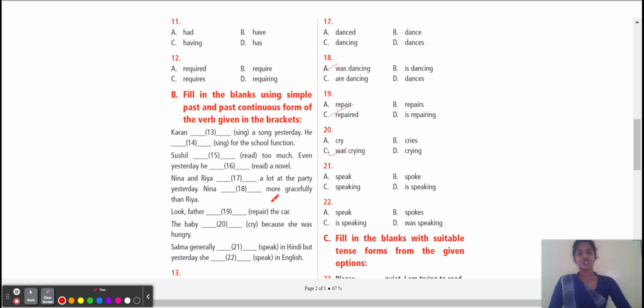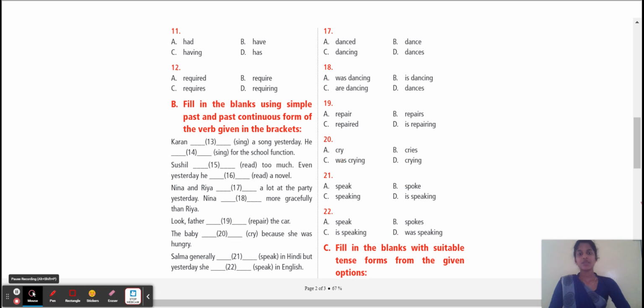21st question: "Salma generally dash speak in Hindi, but yesterday she dash speak in English." We have two questions joined into one sentence. We should answer both options. 21st options: speak, spoke, speaking. He generally spoke Hindi. Why? Because he does it regularly. He speaks Hindi regularly. So spoke is the correct answer. 22: Suddenly yesterday he was speaking English. It is a short thought. So the answer for 21 is spoke and for 22 is was speaking.